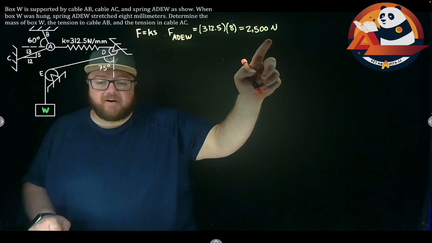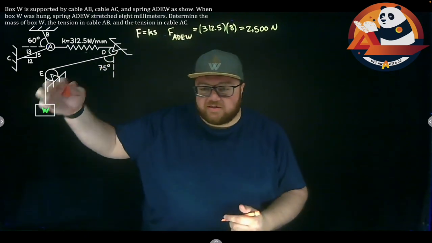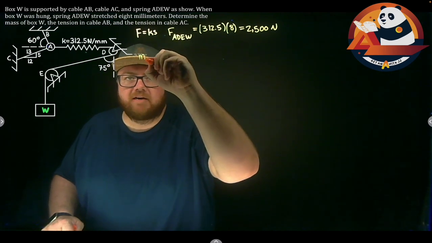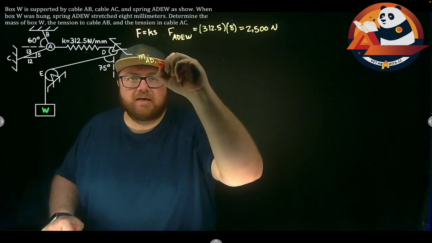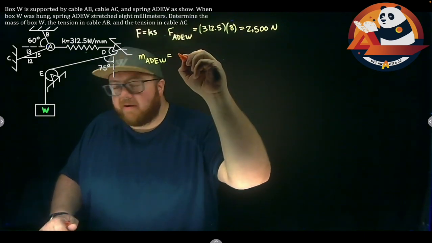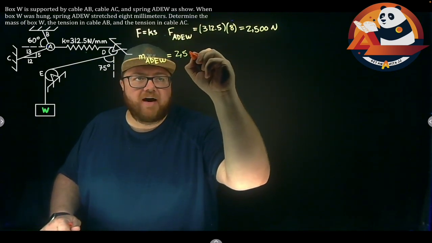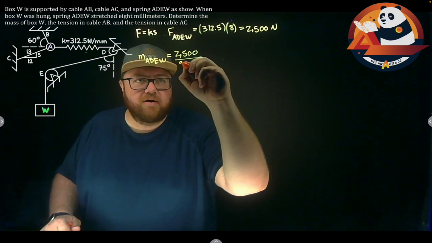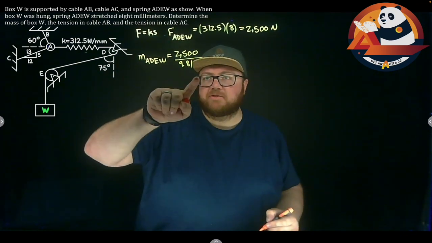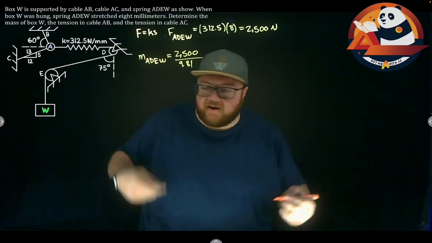We were asked for a mass of our box, though, for an answer. So this isn't actually one of our answers. We need to convert from force into mass. And that mass of our box, ADEW, should be our force divided by gravity, 2,500 over 9.81. Force is mass times gravity, so mass is force divided by gravity.